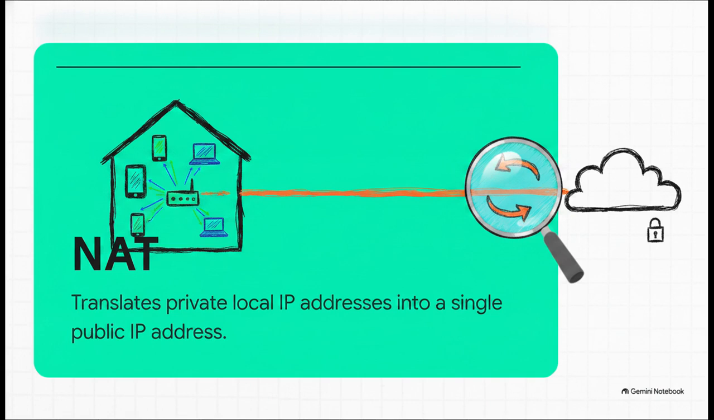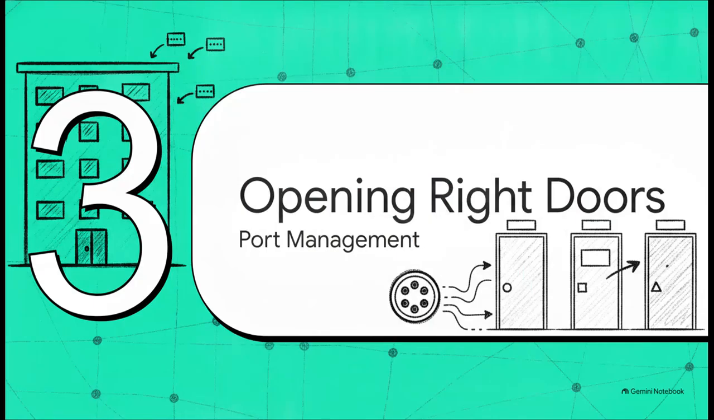Not only does this let hundreds of devices share one public IP, saving us tons of precious address space, but it also gives us a massive security benefit. It completely hides your internal network topology from external attackers. All right, on to Part 3, opening the right doors.